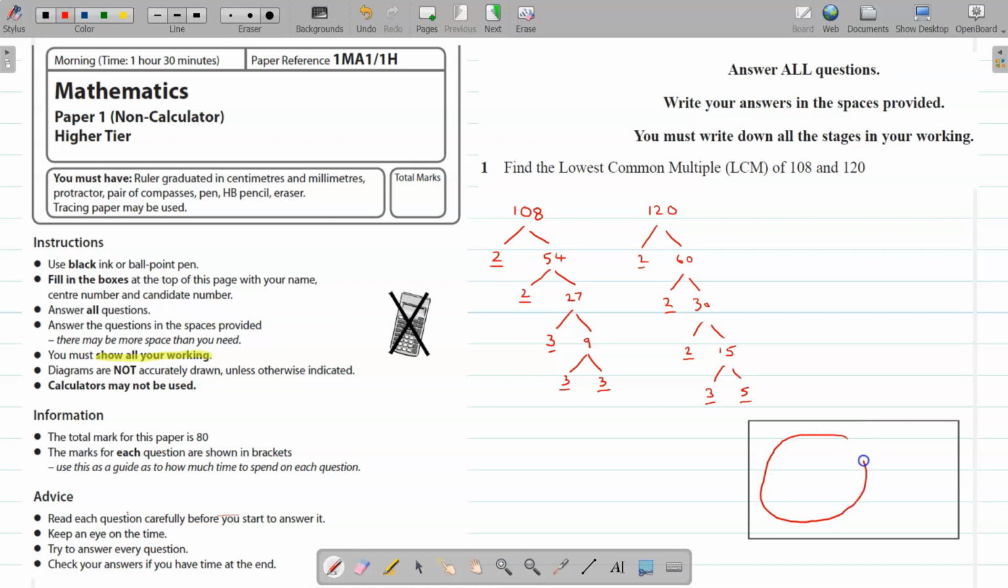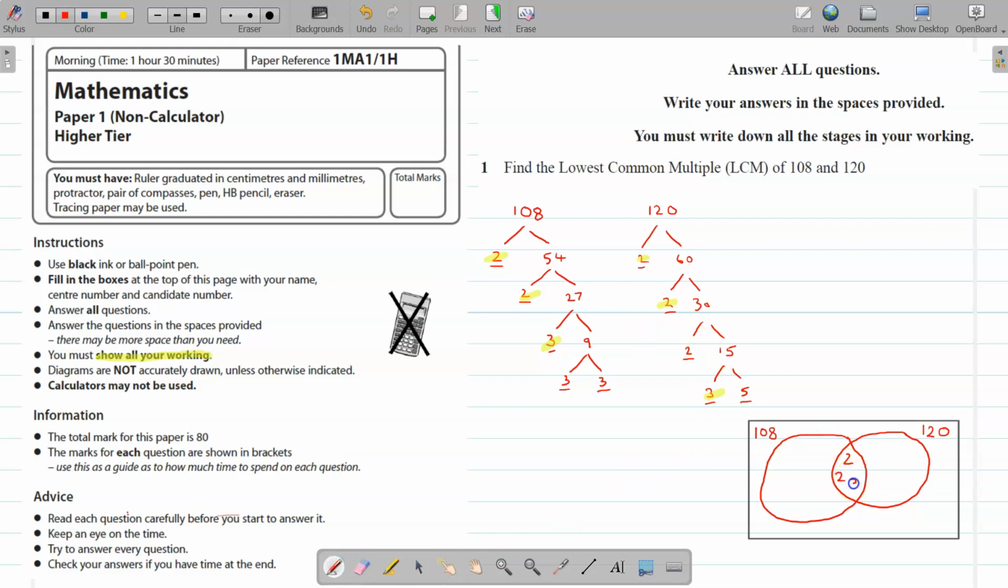So we take one ring to represent 108, the other one to represent 120. Okay, and we pair them off. The ones that pair off go into the middle. So if I start with the 2's, I've got a 2 there and a 2 there, so I can put a 2 in the middle. It happens again with 2 here and here, so the 2 goes in the middle again. Doesn't happen with any more 2's, but I do get a pair of 3's there and there. So I put a 3 in the middle.